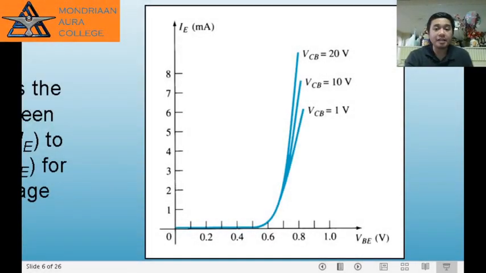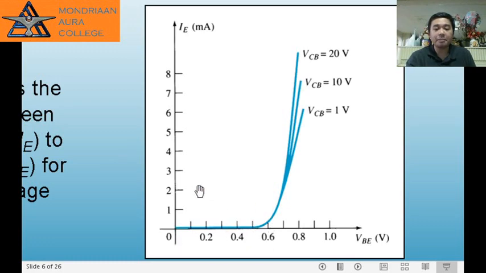Habang nag-i-increase ang voltahe ng ating base emitter junction or VBE, nag-i-increase din paunti-unti yung ating I sub E until it reaches a certain value na magko-conduct na siya ng tuloy-tuloy. This is like the characteristic curve of your diode. Kapag na-reach na niya yung threshold voltage or yung barrier potential na tinatawag, na tuloy-tuloy na siya magko-conduct.